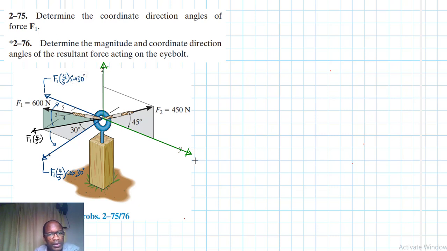Alright, then here we have F2 mapped on the y-axis. This is cos 45, and then here we'll have F2 mapped on the z-axis. This one will be sine 45. Right, so we have all the components.